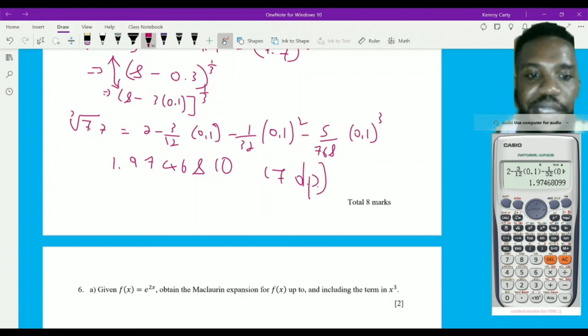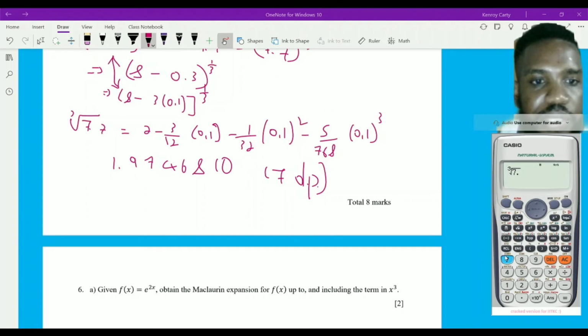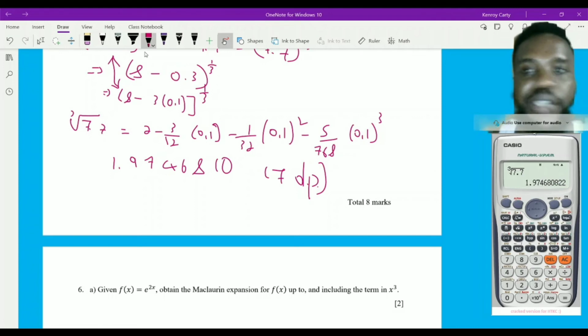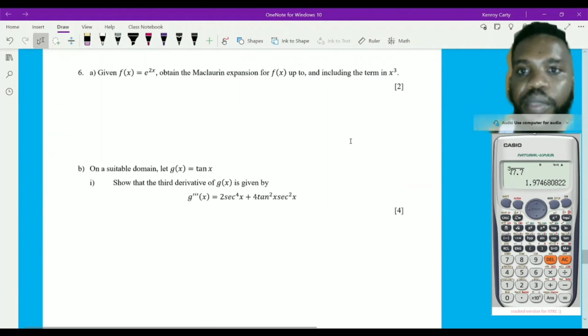Now we can see if this actually makes sense. I'm going to go to my calculator now, and I'm going to put in the cube root of this number. So shift cube root of 7.7. So it does make sense to 7 decimal places, right? So we know we're on the right track. That's how you're going to test your answer when you're doing a binomial expansion to see if it makes sense. Let's take this down some more.